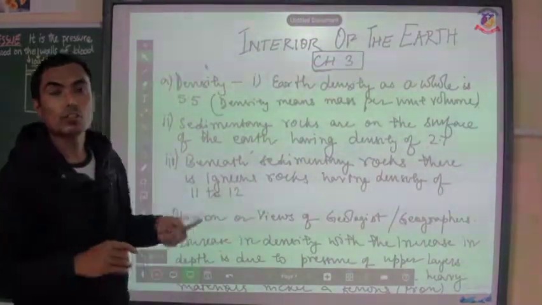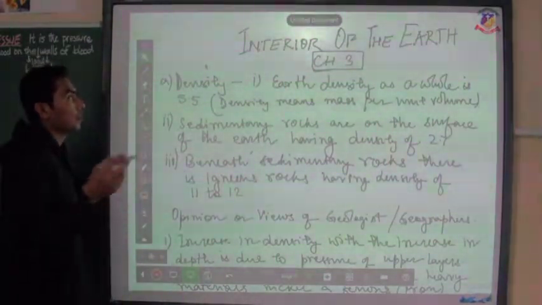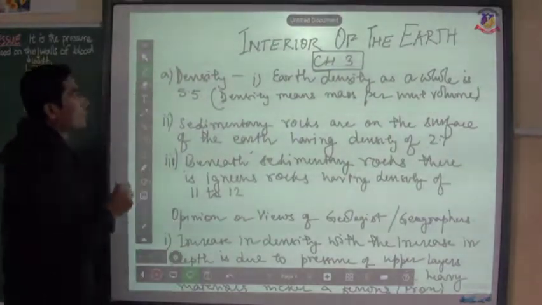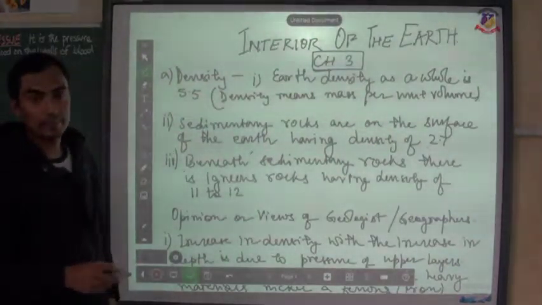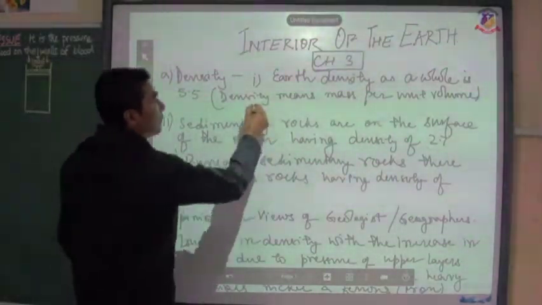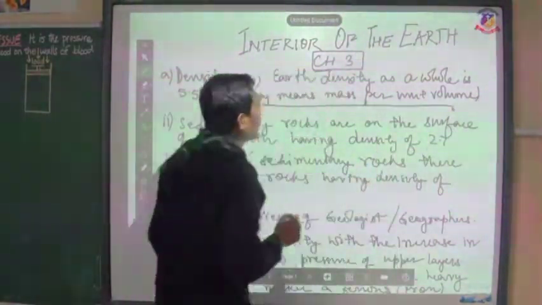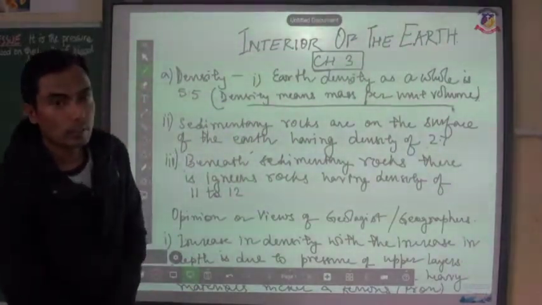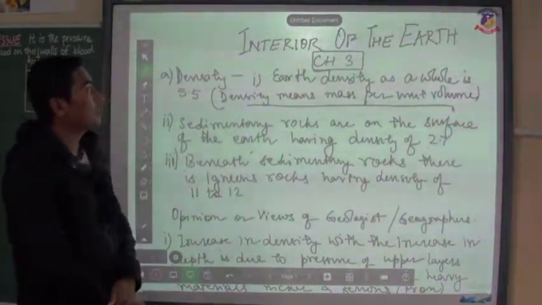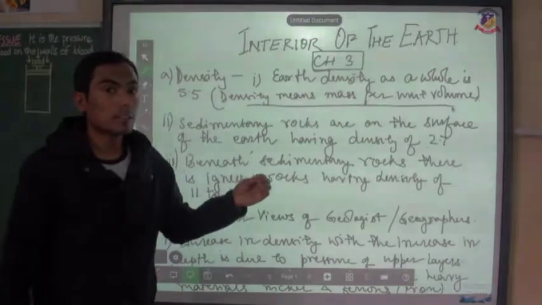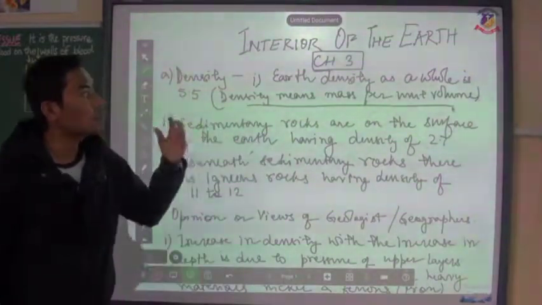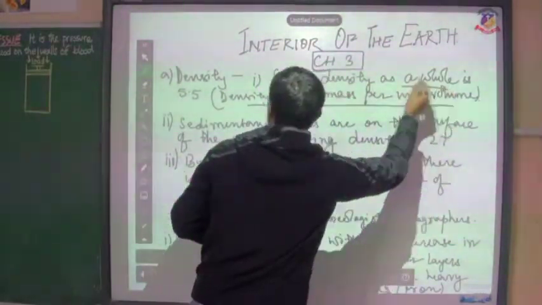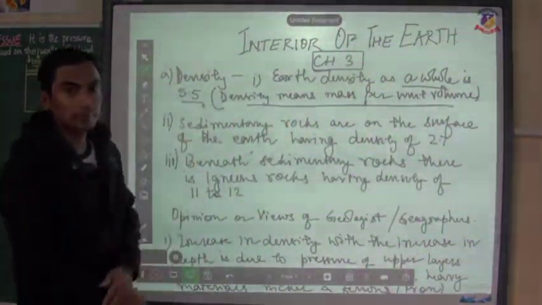The first feature of the earth's interior is density. So first of all, what is density? Clear? Density means mass per unit volume. Now in terms of density, first, the earth's mass as a whole is 5.5.